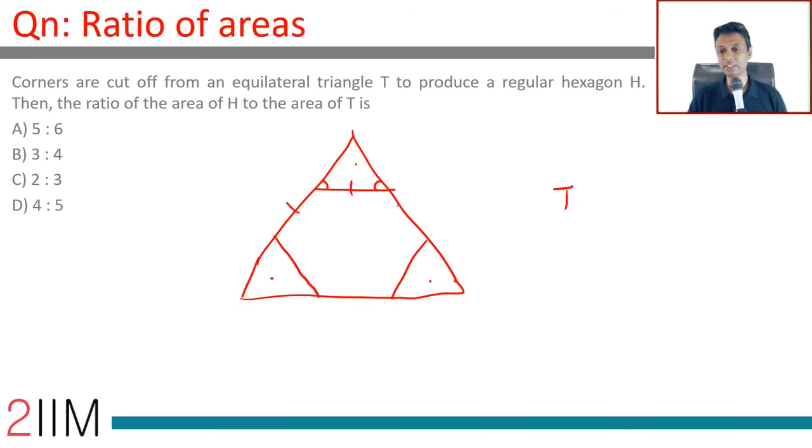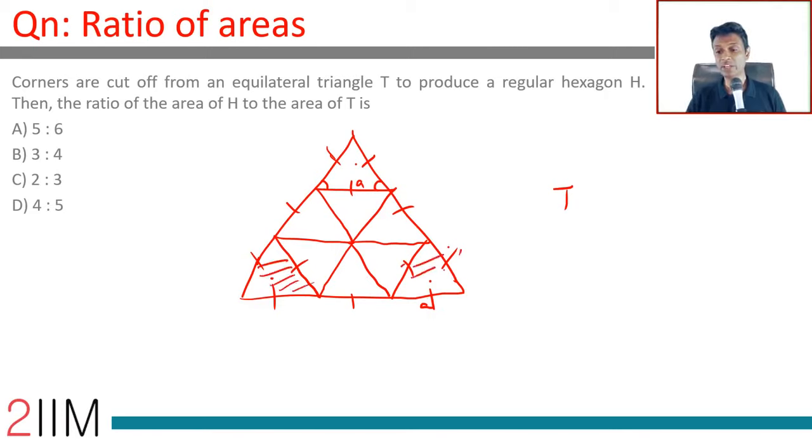The regular hexagon. All these are equal. The equilateral triangles of these two are equal. These two are equal. These two are equal. So this is a regular hexagon of side A, which is nothing but 6 equilateral triangles of side A. What is outside are 3 equilateral triangles of side A.